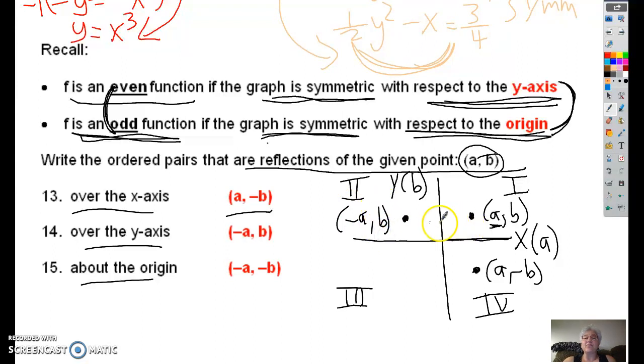Lastly, again, I am starting from the original point, our pre-image. I am reflecting over the origin. That's going to move it to the third quadrant. Therefore, both A and B are going to be negative in that quadrant.